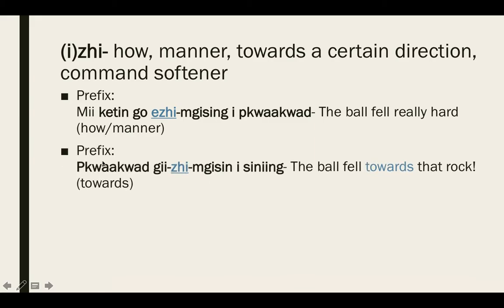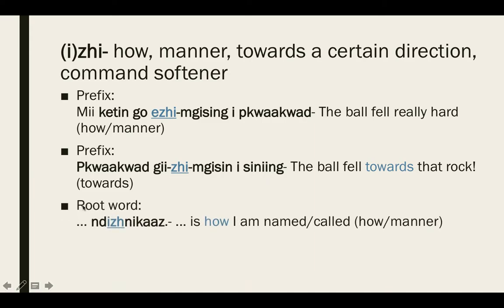So another example here is a prefix version. Pquaquid gijim gisin is sining. So the ball fell towards that rock. So this is where we're using je as towards. So we use it as a prefix. And so we're talking which direction the ball fell, and it fell towards like this particular rock that we could be pointing to. Next is a root word version.